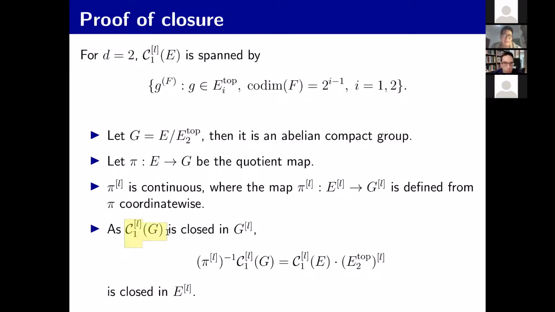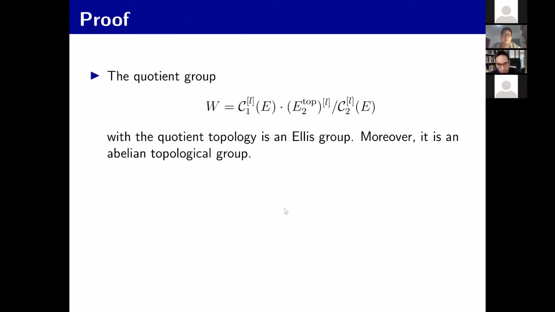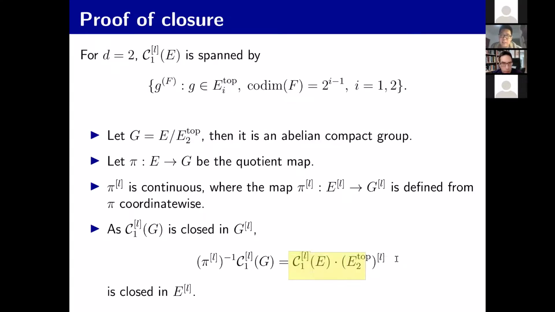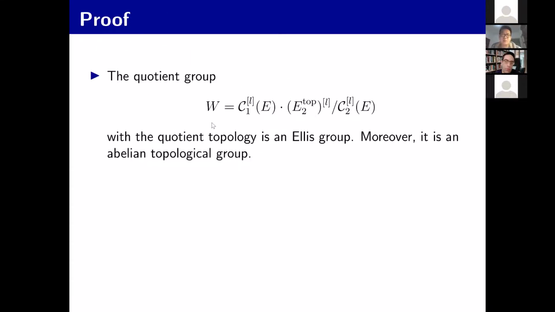And we know that C1 j is closed in the product group. So as the pi is continuous, the preimage of the set is also closed. It's clear that this set is also a group, as E2 top is included in the center. So we get this set is a group and also a closed set. So it's a Lie group. So we can get a quotient group, and this group is also a Lie group.